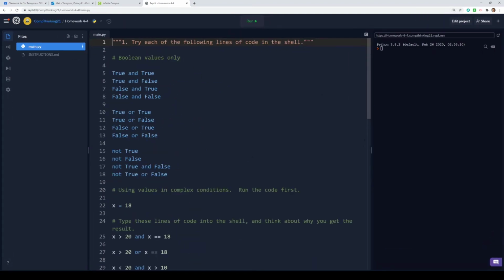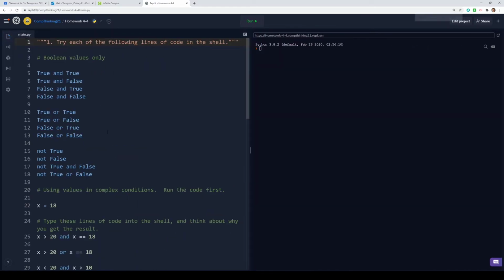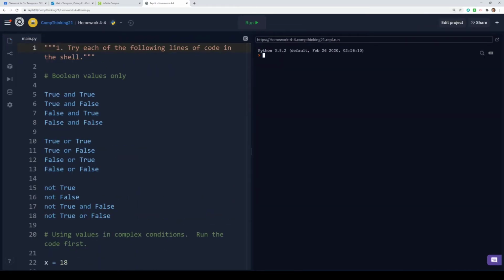A lot of what we're doing here is just trying new things out in the shell, just to get an idea of how they work. So let's go ahead and give these a shot. We'll say true and true, gives us true, true and false, gives us false, false and true, and then false and false. Now a lot of people, when they first see this, get confused and think, oh, it's like two negatives in math make a positive, but that's not the case with programming. False and false is simply false.